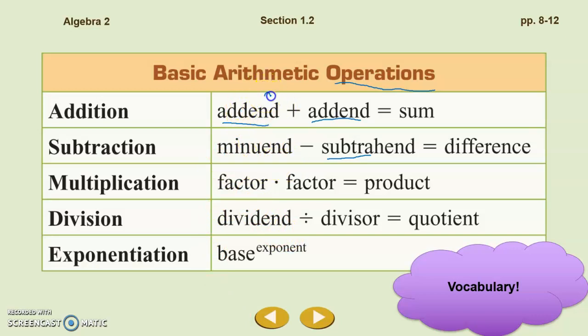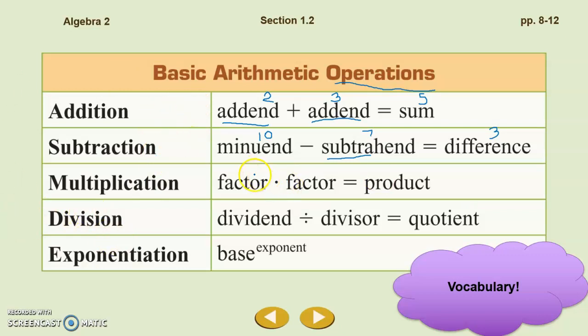In addition, if one of our add-ins is 2 and our other add-in is 3, then our sum is 5. In subtraction, if our minuend is 10 and our subtrahend is 7, then our difference is 3. If you were to put those on a number line, you would see that the number of units between 7 and 10 on the number line, the difference between those two numbers, is 3.